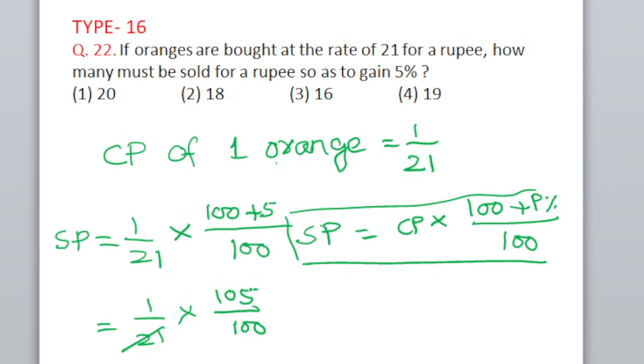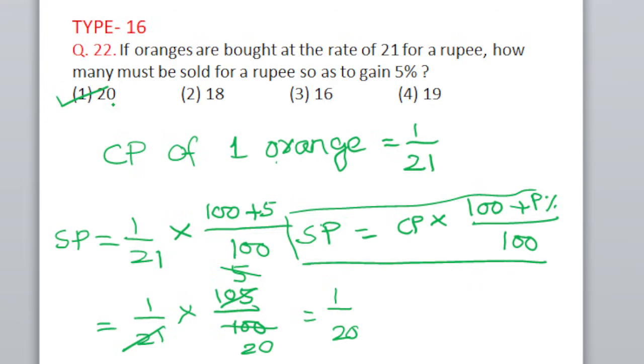Now 21 5s are 105, and when this 100 is divided by 5 it becomes 20. So that is equal to 1 by 20. That means selling price of 1 orange is equal to 1 by 20. That means in 1 rupee 20 oranges will be sold so as to gain 5%. That means here option 1 is the right answer.